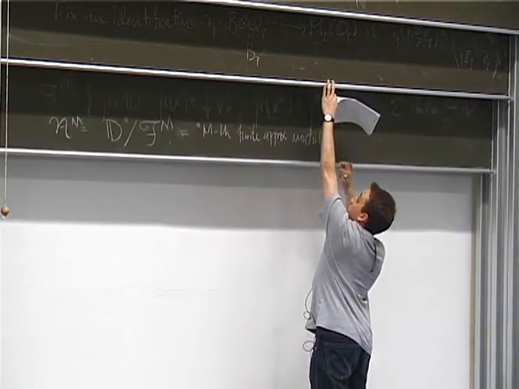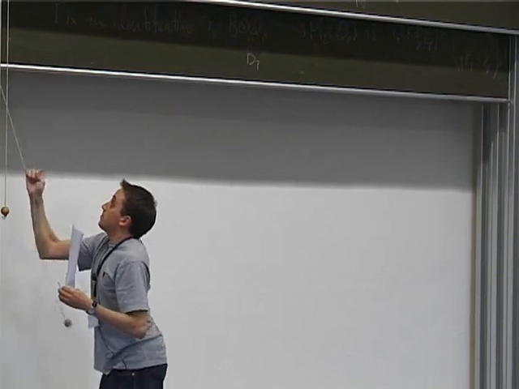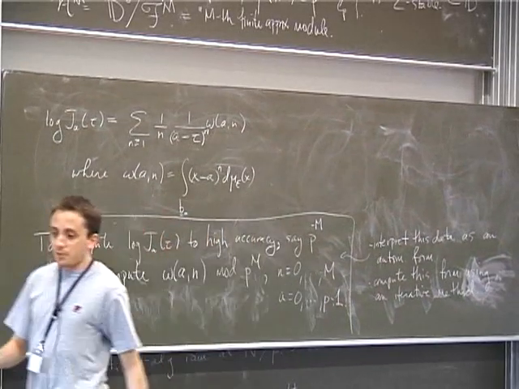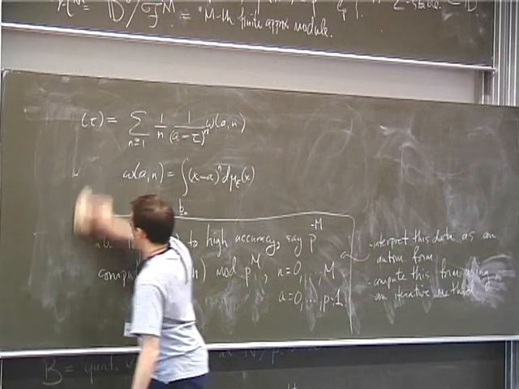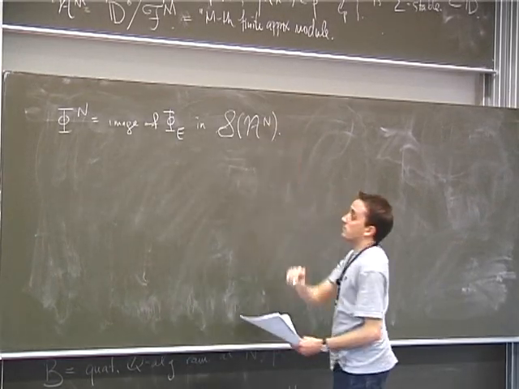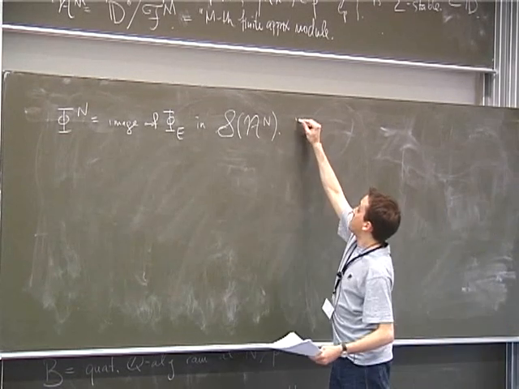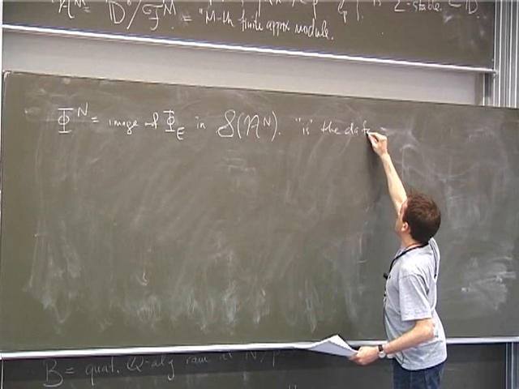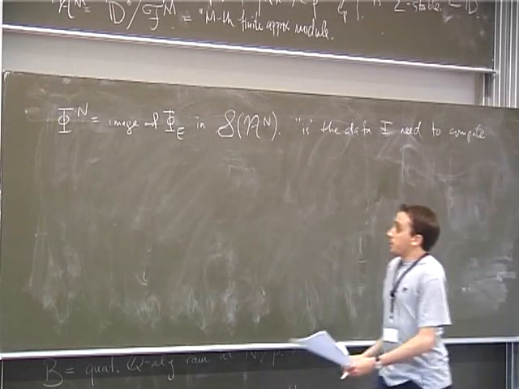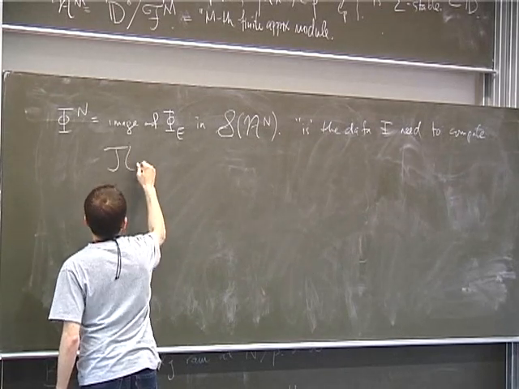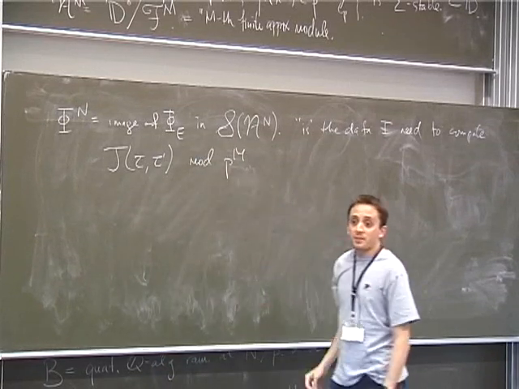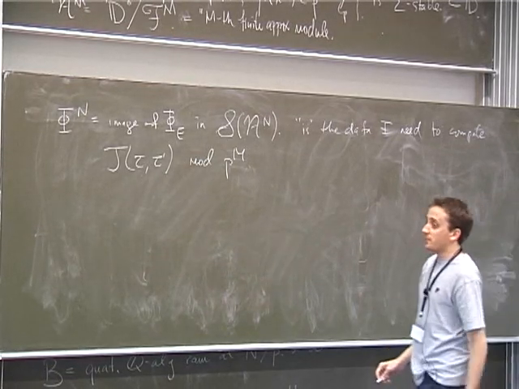So what we see is that if we look at this, then this really is the data I need to compute that integral that I looked at the beginning, J of tau, tau prime, modulo p to the n. And how is this done? Let me say this in one sentence. Well, there are a couple of ways to do it.